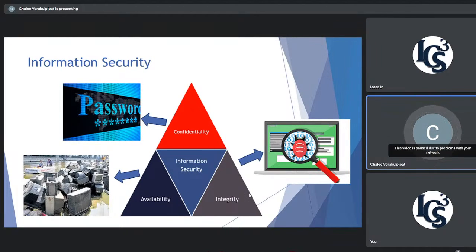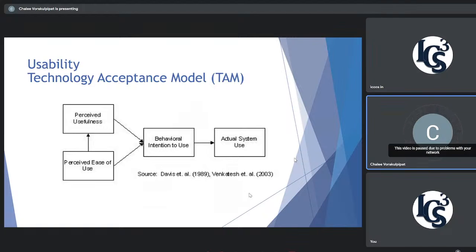Yes, it's the basic of information security before we go on. Right.